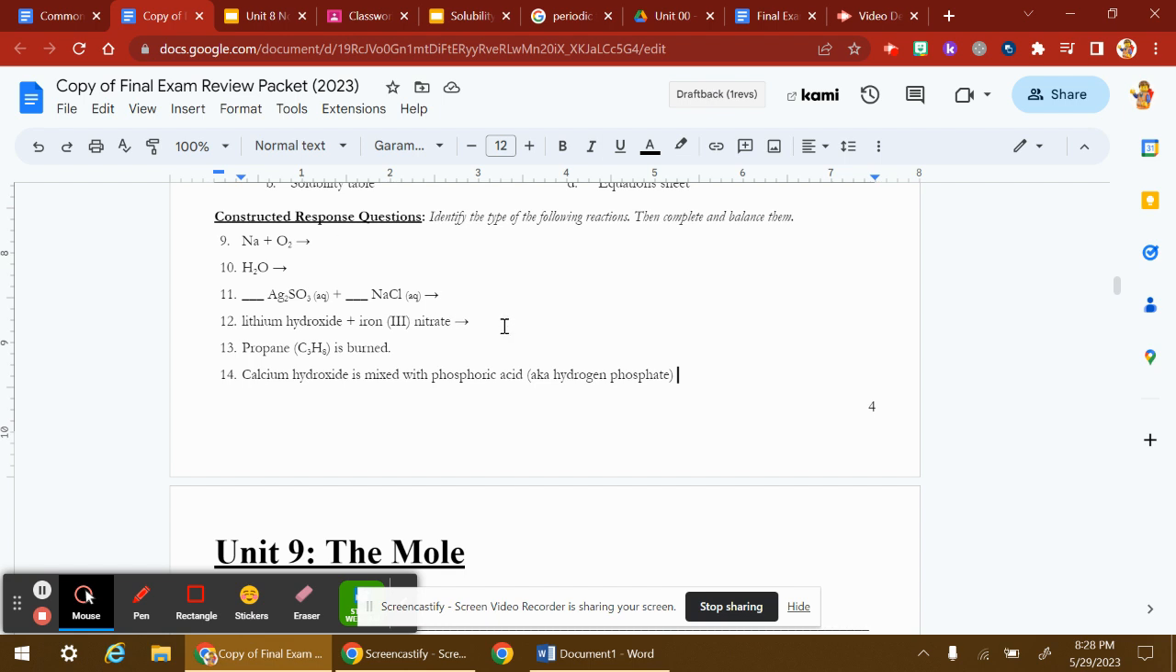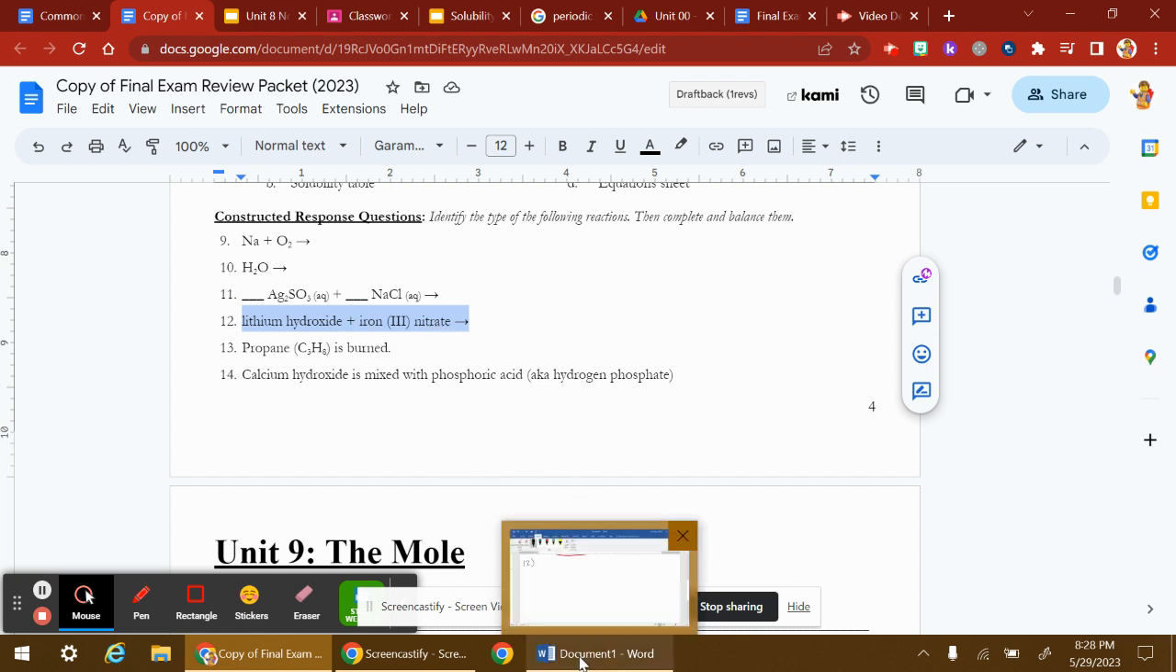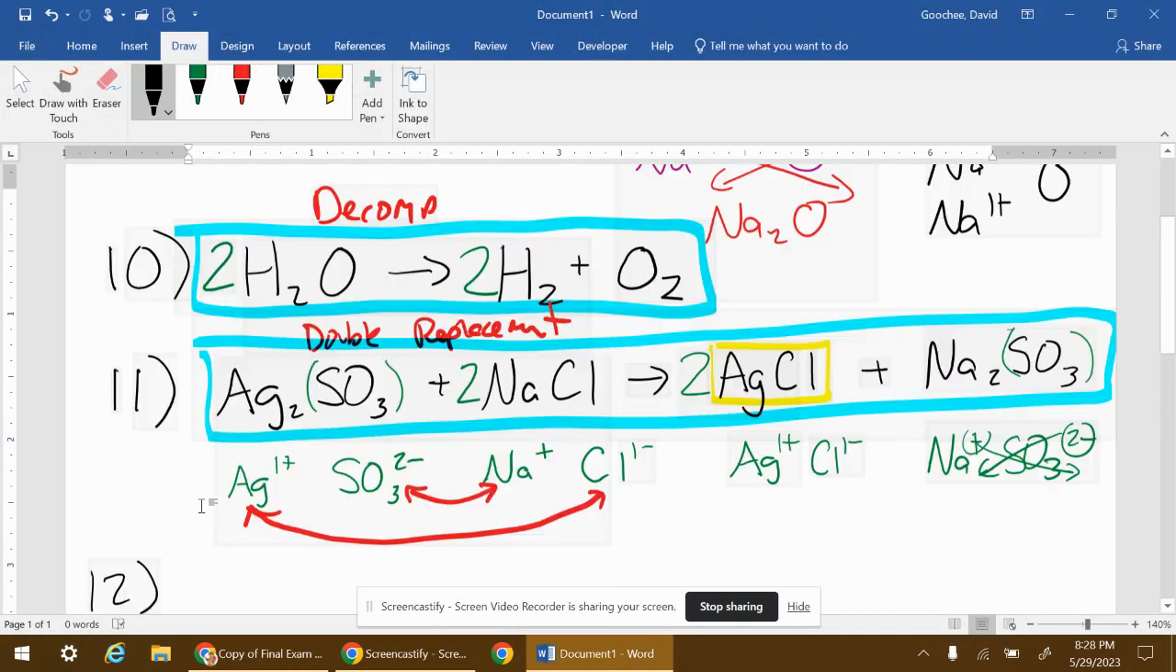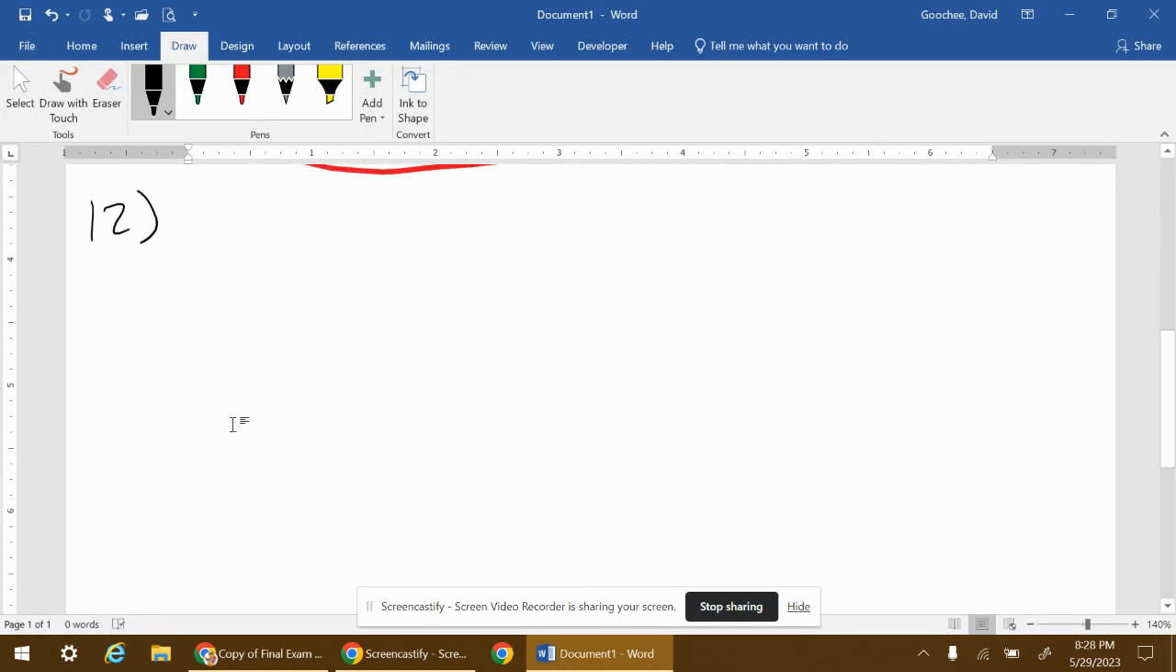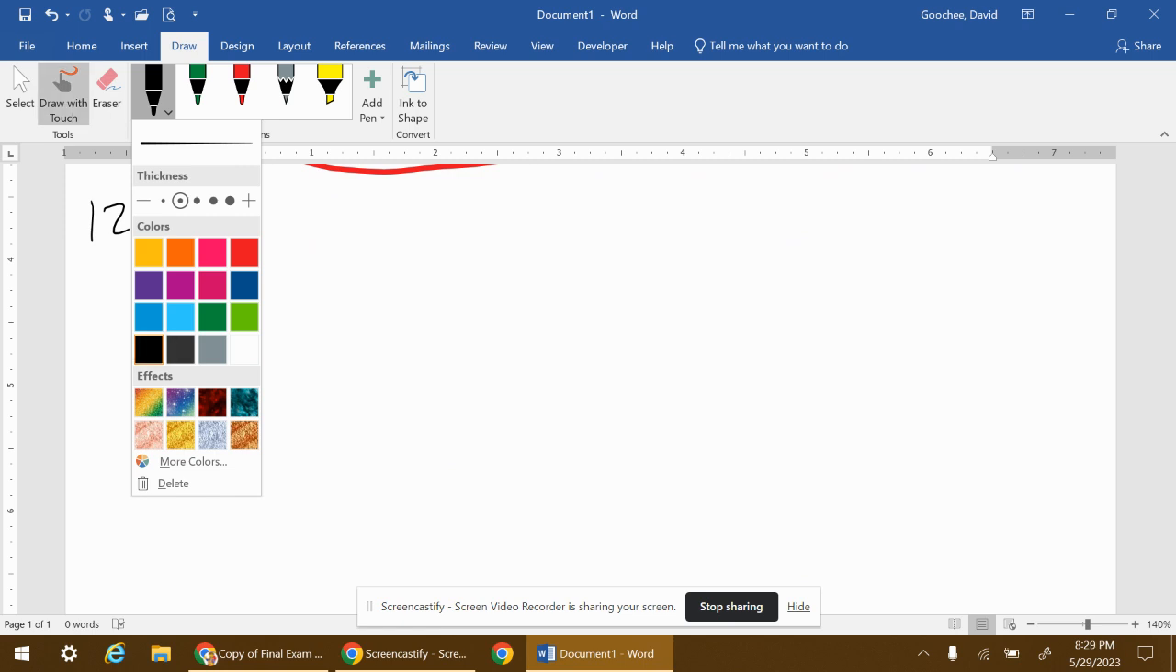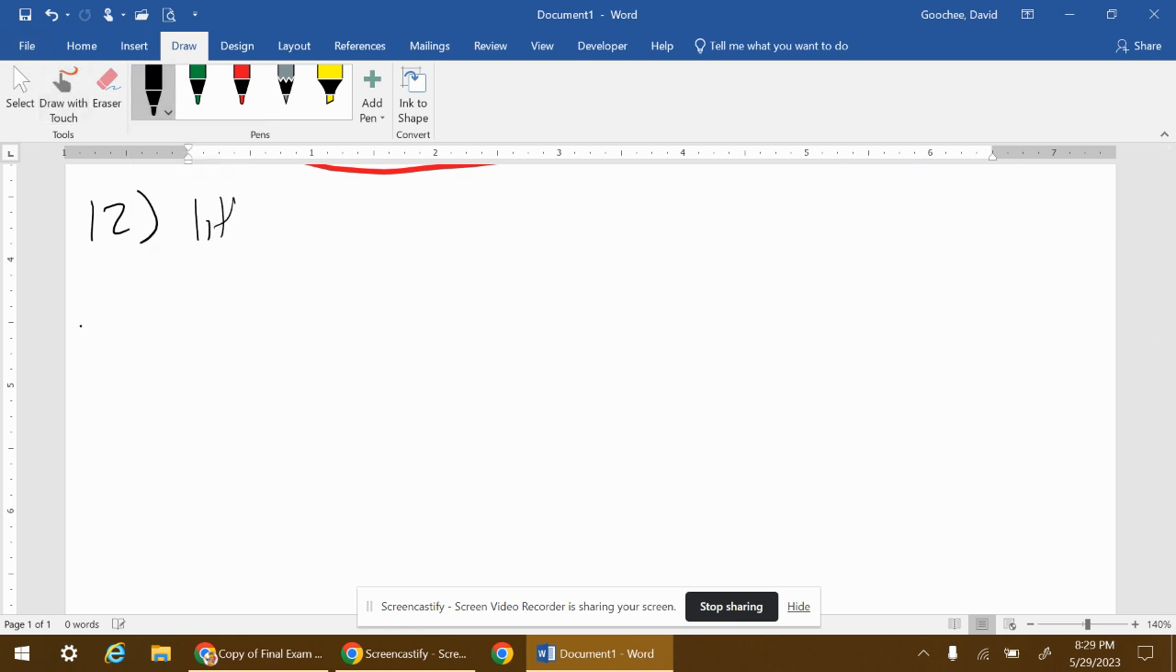Okay, so number 12, lithium hydroxide and iron 3 nitrate. All right, so does a reaction occur here? Let's figure it out. So I'm just going to copy this right here. Oh, that's not going to work. All right, well, I'll just keep it on the other page then. So what I've got here is lithium hydroxide.